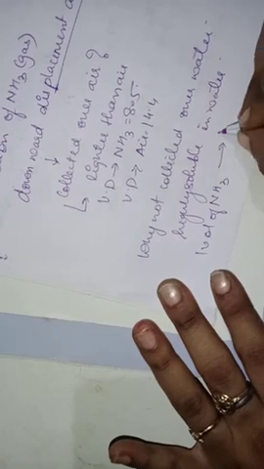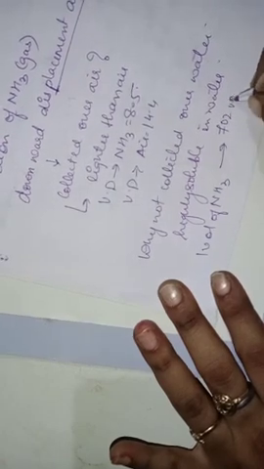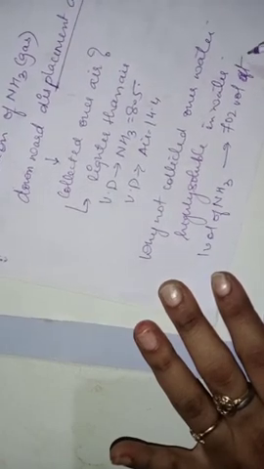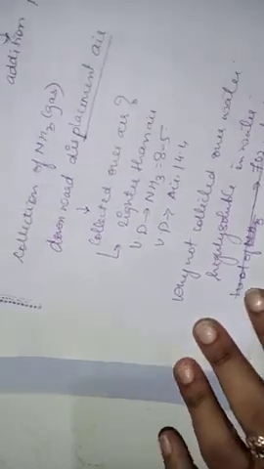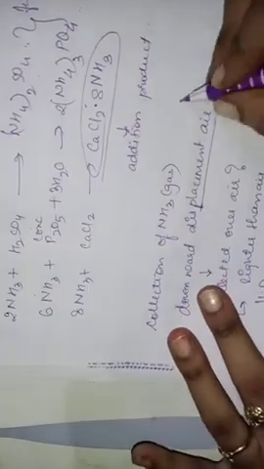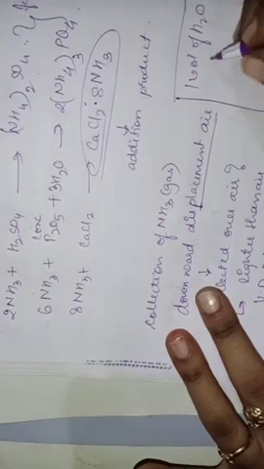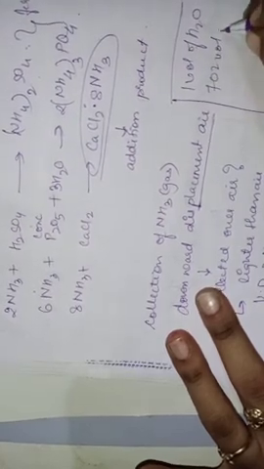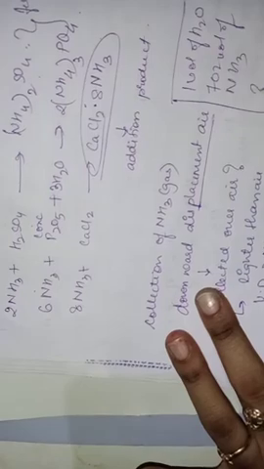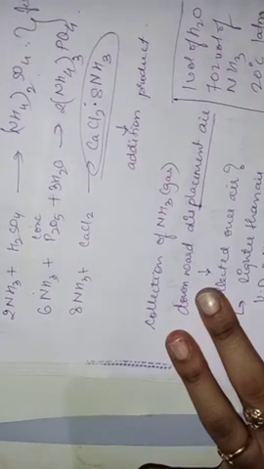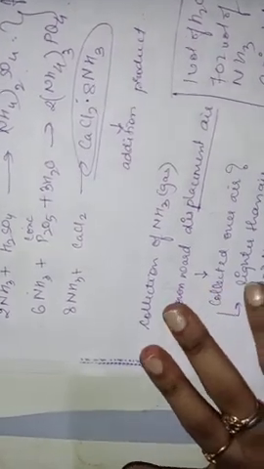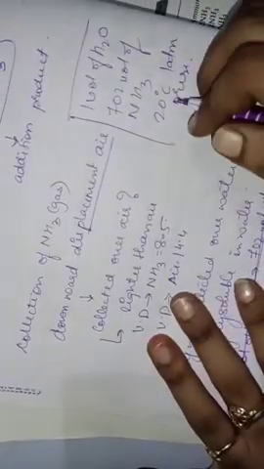1 volume of water dissolves about 702 volumes of ammonia, children, at 20 degrees Celsius and 1 atm pressure. Sorry children, I said it the wrong way earlier. 20 degrees Celsius and 1 atm pressure, children.